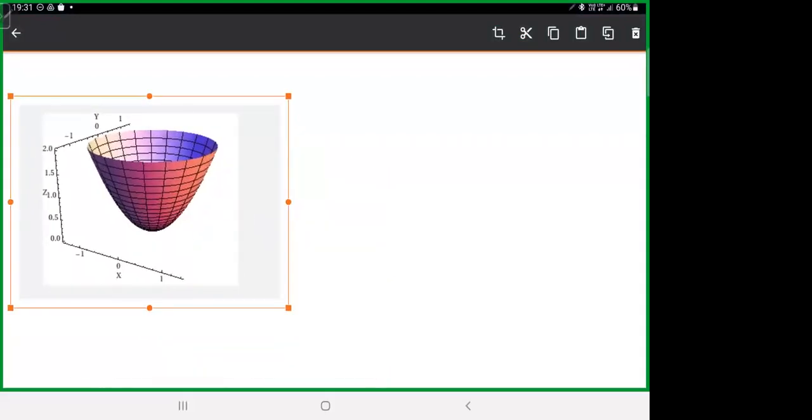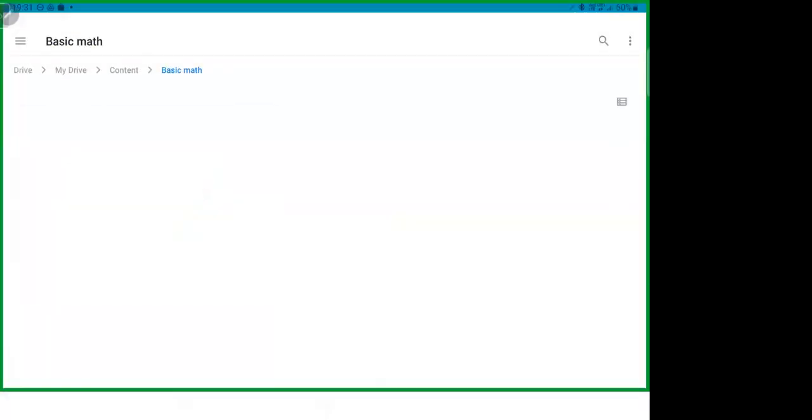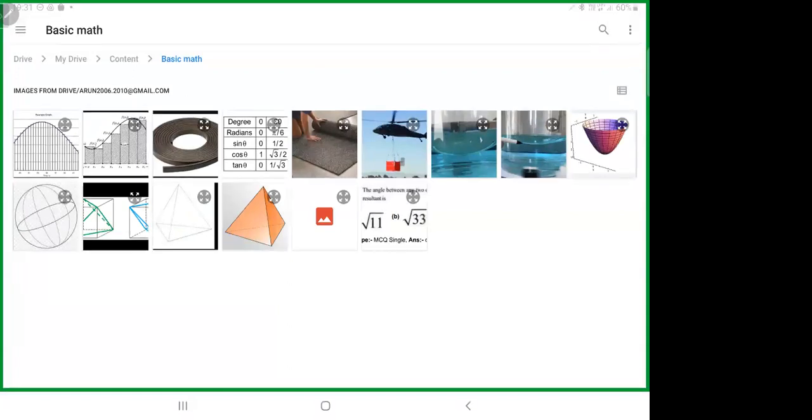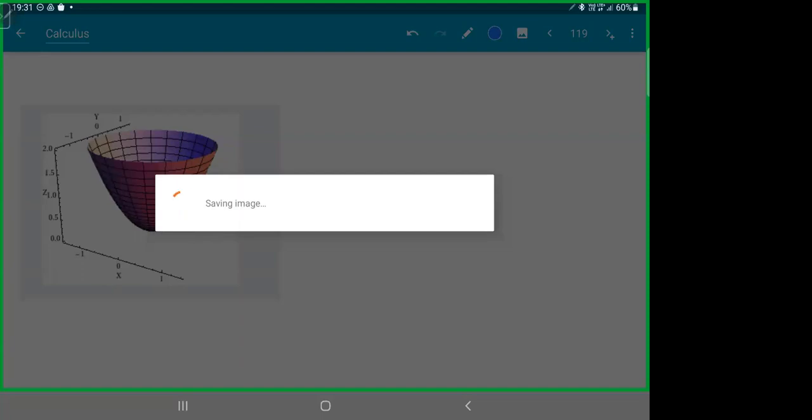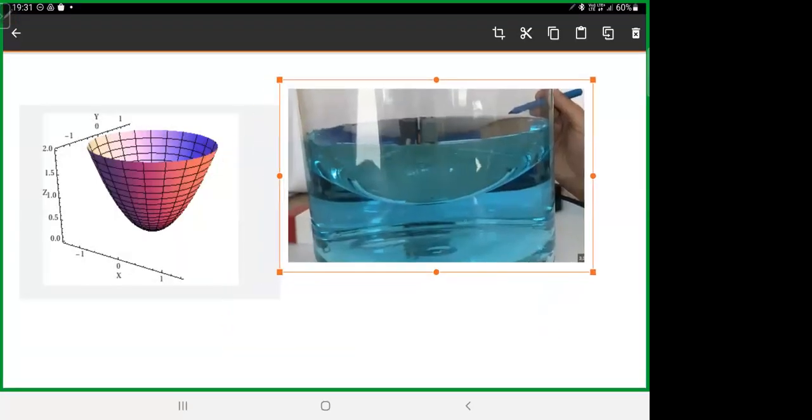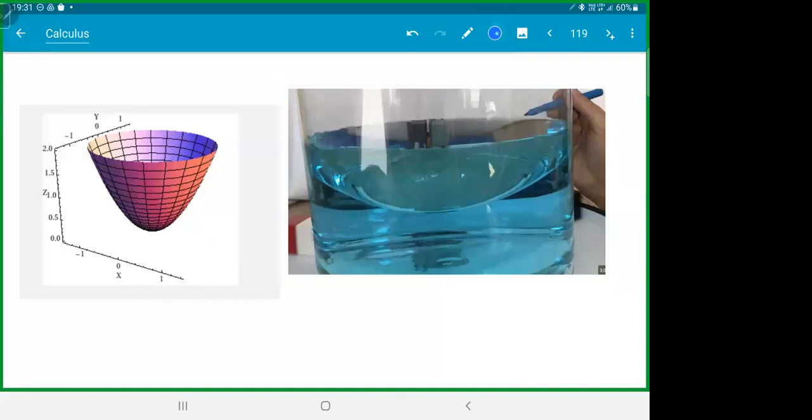There, this is a 3D illustration. This shape you must have seen when you take a bucket of water and rotate it very fast with your hand. That bowl shape is actually called a paraboloid. You can clearly see the shape here. So basically, this is a rotating fluid. That bowl shape which you get is actually a paraboloid.